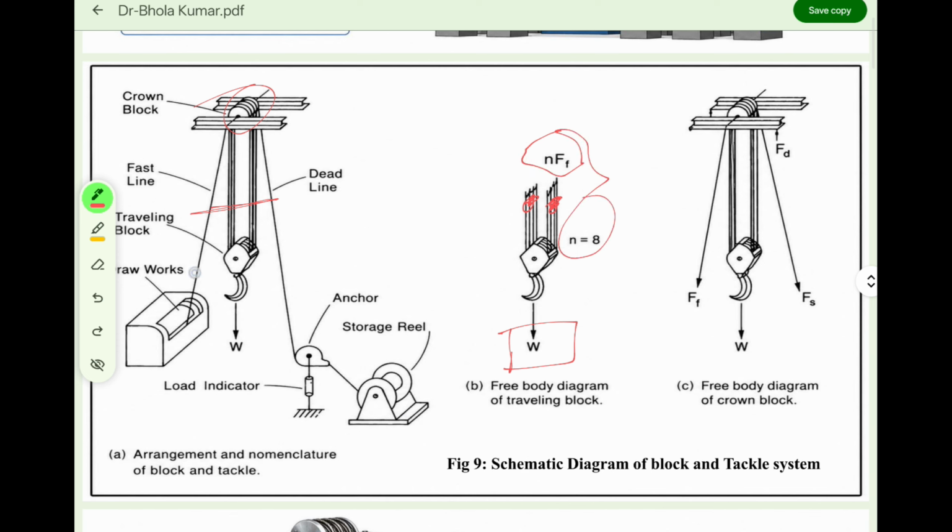If I have to draw the free body diagram of this whole structure, in this view, FF is represented as the fast line load, FS is represented as the static load, sorry, the dead line load, right? And FD is the Derrick load, right? We will discuss it, so don't worry about it. This is the basic arrangement we are talking about, right?